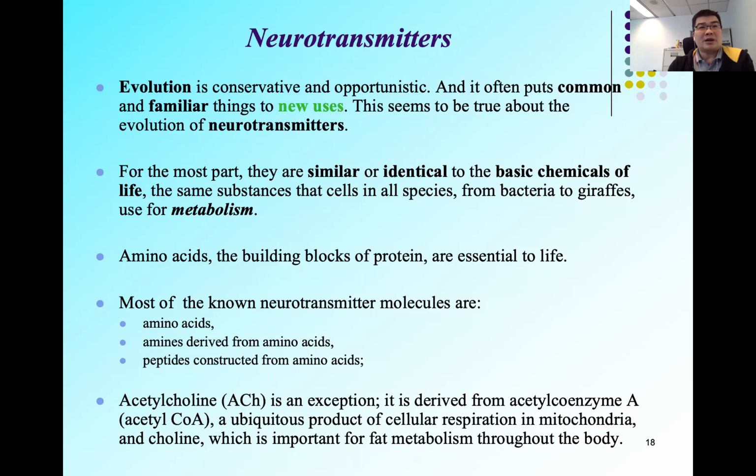So most of the known neurotransmitters are as follows: amino acids, amines derived from amino acids, and peptides as well, which are constructed from amino acids. So you can see that the amino acid actually is very important. One exception is acetylcholine, which is derived from acetyl coenzyme A. Okay, it's a little bit special. This one is more related to metabolism. But a lot of neurotransmitters are from amino acids, or others are derived from amino acids. For example, dopamine and serotonin are neurotransmitters, and they are also derived from amino acids. When we talk about those neurotransmitters, we'll discuss that in more detail.